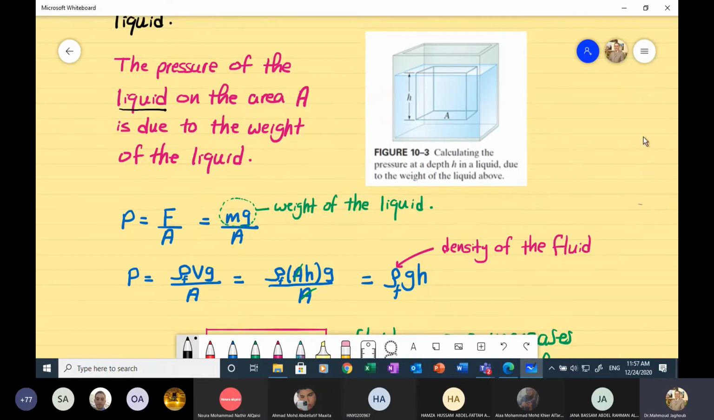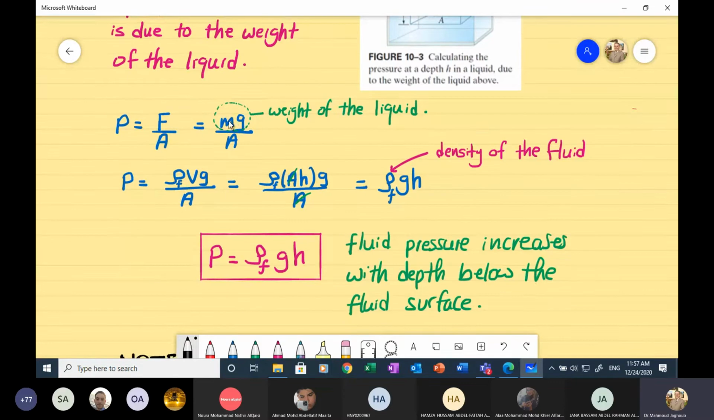Now remember, we said that the mass equals the density multiplied by the volume. And why do I have rho F here? It's the density of the fluid, rho F, density of the fluid. So you have rho fluid V g divided by area.